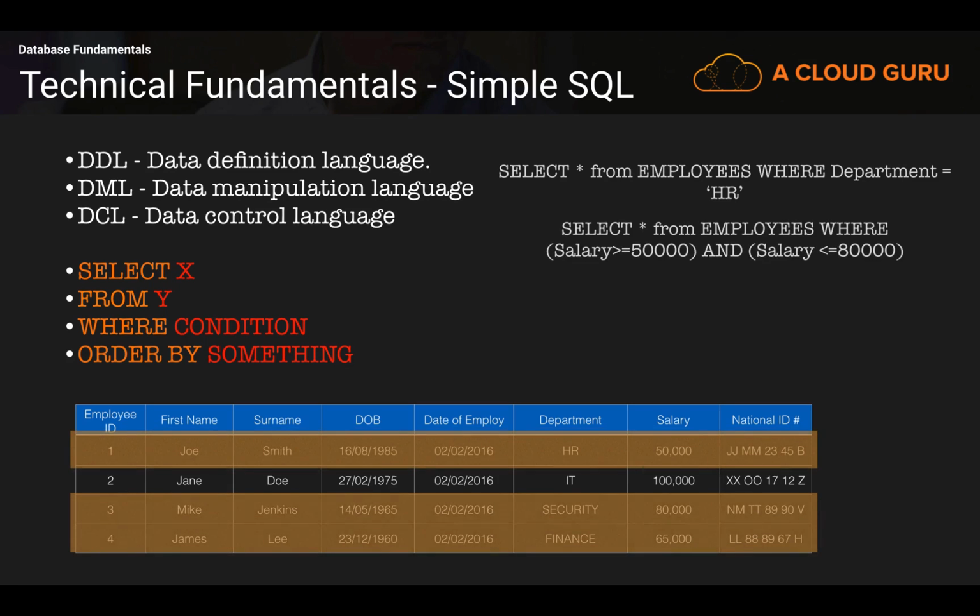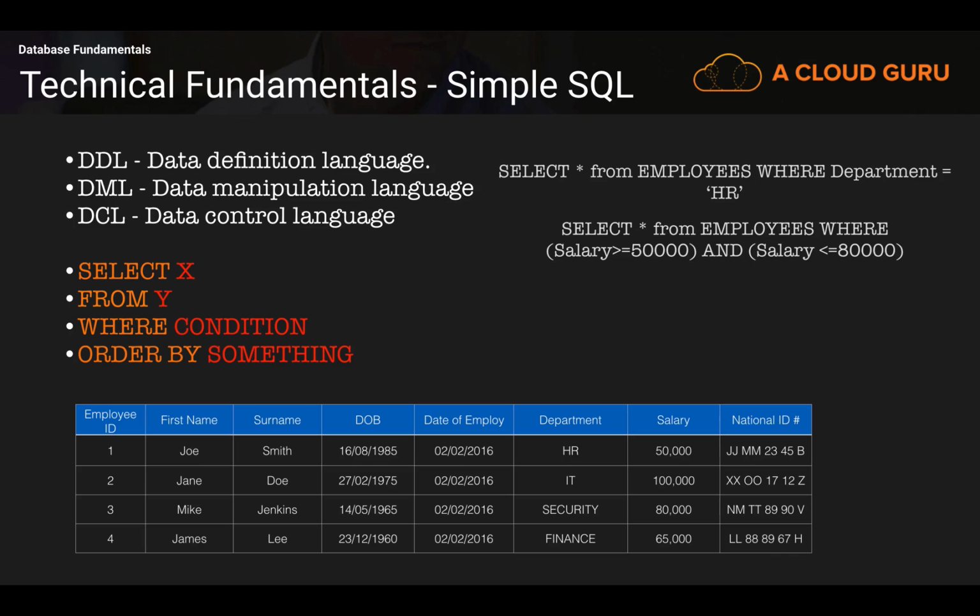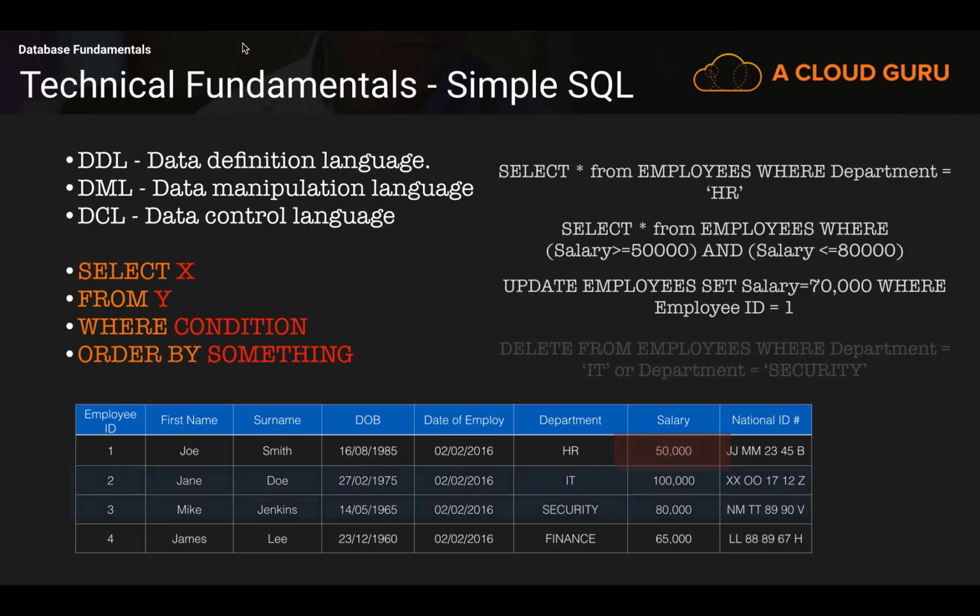Or I might do a range query on salary to pull all employees with a particular salary range. Or I might want to update somebody's salary, and that can be done with the update command. The syntax of this is slightly different, but follows roughly the same structure. Or if I wanted to outsource my IT and security departments and wanted to delete all rows in the employee table where people belong to those departments, I could issue a delete statement.